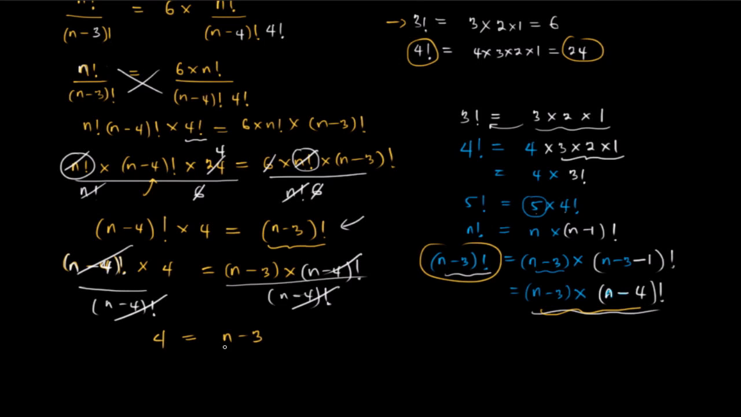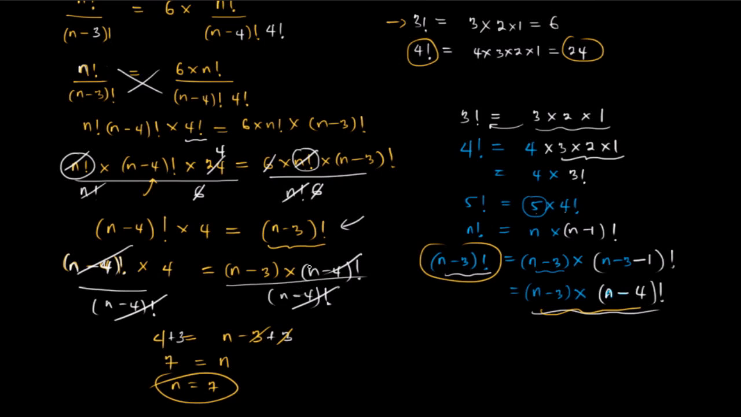So to find n, I'm going to add 3 to both sides. Add 3 here, and add 3 here. So 4 plus 3 gives me 7, and then this goes off, so you have n. So my n is 7, right?